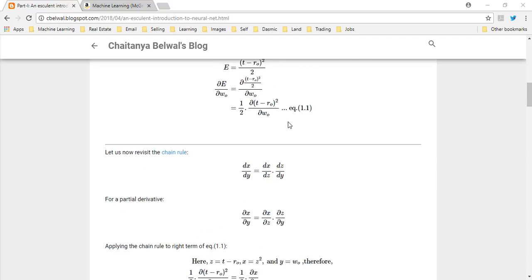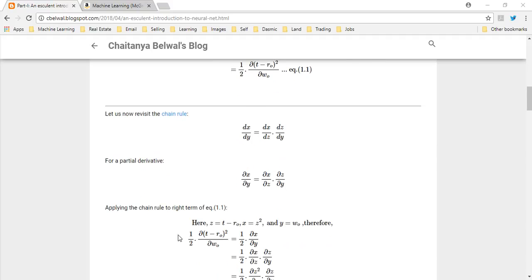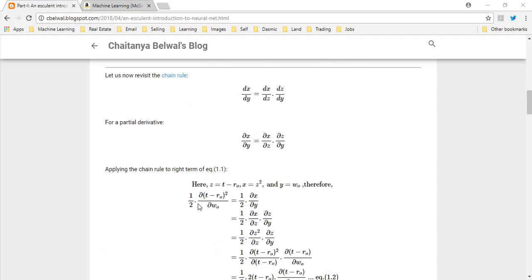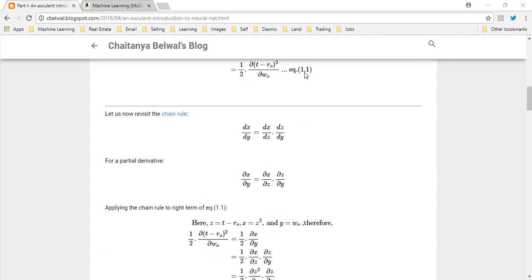Now let us apply the chain rule to this equation 1.1 here. So let's make z equal to t minus r0, x equal to z square. So this (t minus r0) square becomes x, and y is equal to w0. The reason why we are applying the chain rule is because otherwise it won't be straightforward to do a derivative of this term here. Anyway, let's proceed.